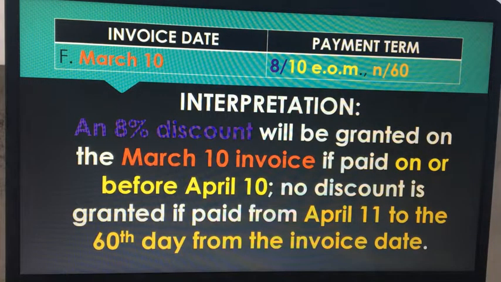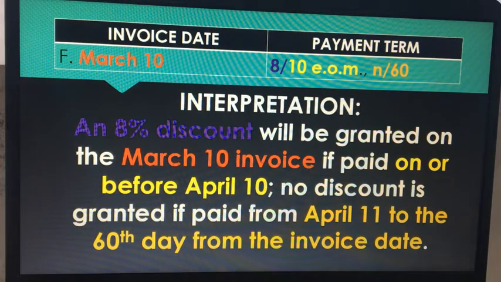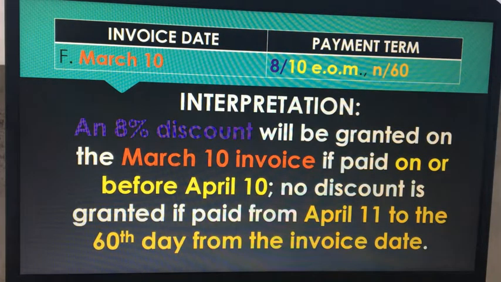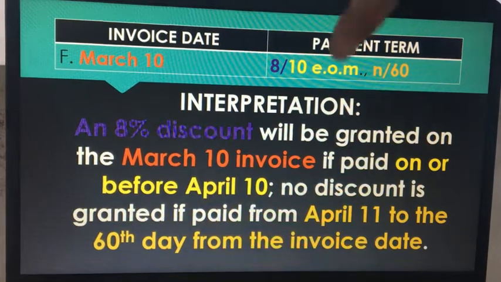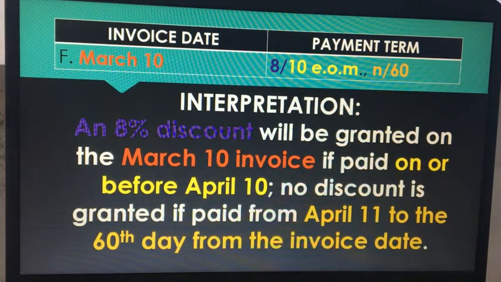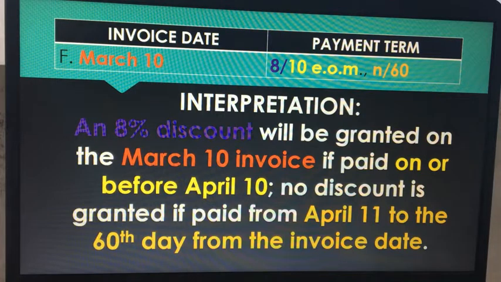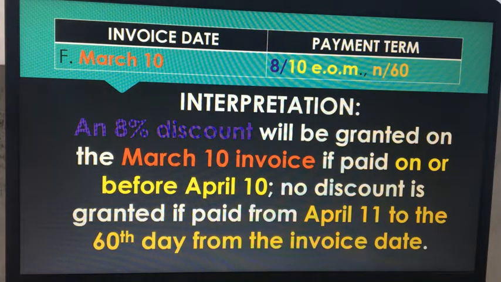For example letter F, our invoice date is March 12. The payment term is 8/10 EOM and N/60. Again, EOM refers to end of the month. Question is, is March 12 late of the month? No, that is not late of the month, so we are going to refer to the next month after March. What is the month after March? That is April. So how are we going to interpret this one?